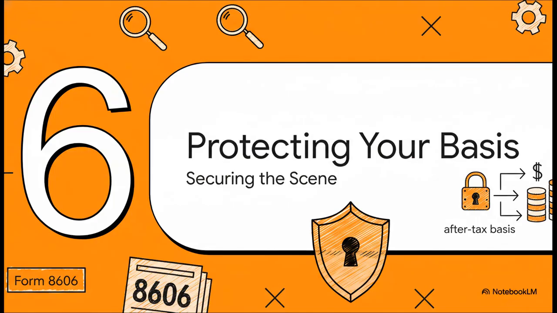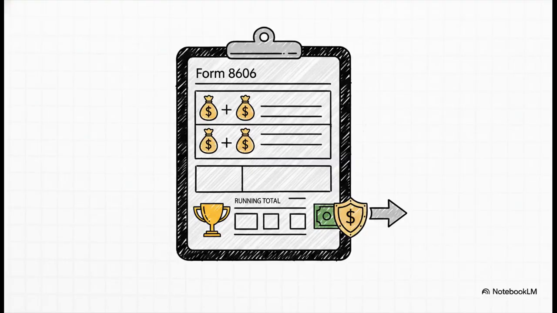So, we've fixed the immediate fire for this year's tax return. Great. But let's talk about the critical long-term reason why this is so important. What you're really doing here is securing the scene to protect your after-tax basis on Form 8606 for years to come. Just think of Form 8606, specifically Part 3, as the IRS's official scorecard for your personal Roth IRA. It's the one document that proves exactly how much of your own, already taxed money you've put into that account over the years. This basis is everything. It's what lets your contributions come back out to you completely tax-free.